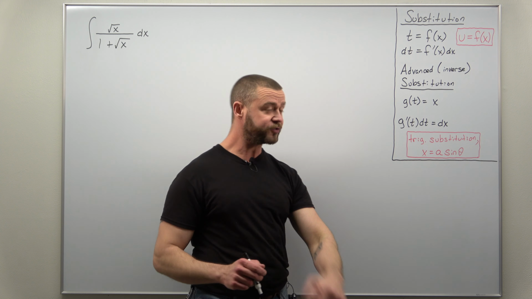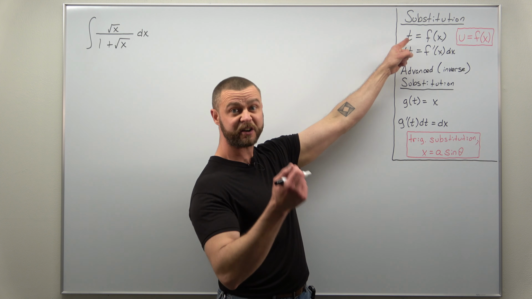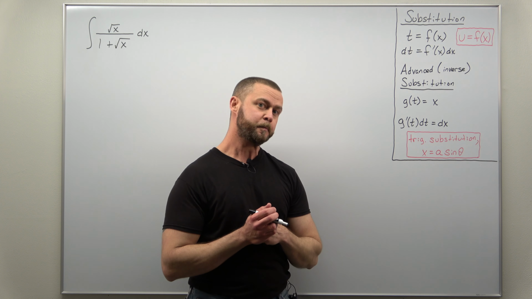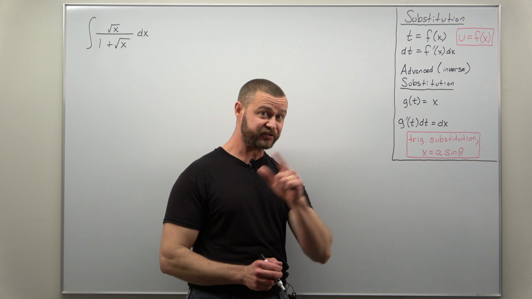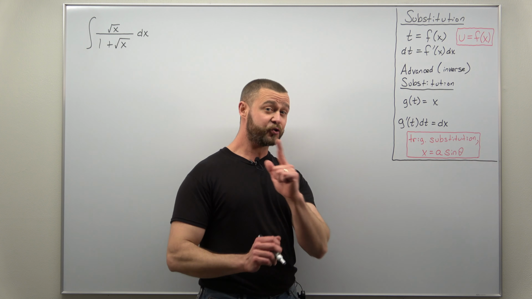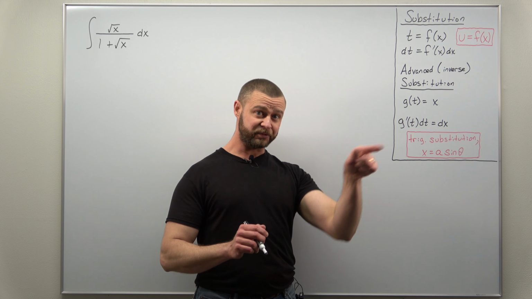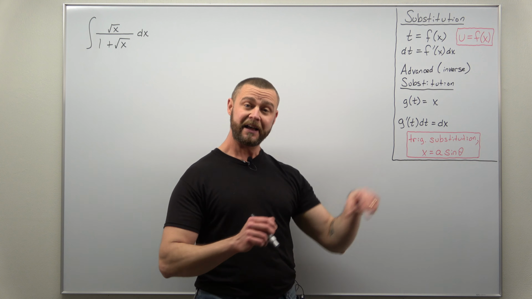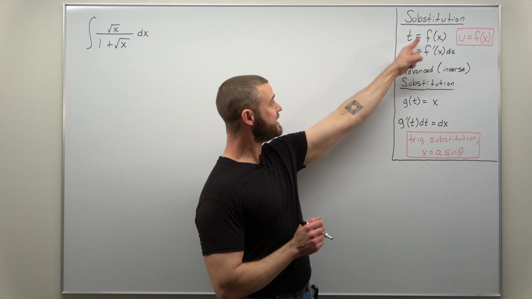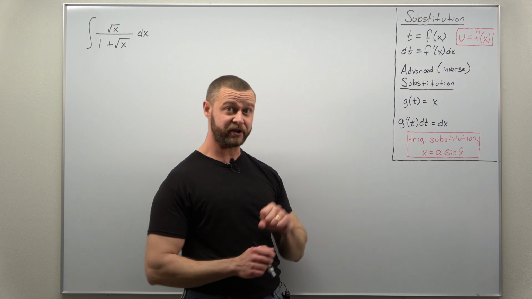Now with a normal substitution, you would have chosen u as some function of x, and now we choose t as some function of x, calculate your differentials, and go from there. What's called an advanced or inverse substitution is like what you learned in your Calc 2 course with trig substitution. You don't choose a function for u in terms of x, but rather you choose x as a function of some other variable. So if we reword this, substitution is choosing t as a function of x. Advanced substitution, we're going to choose x as a function of t.